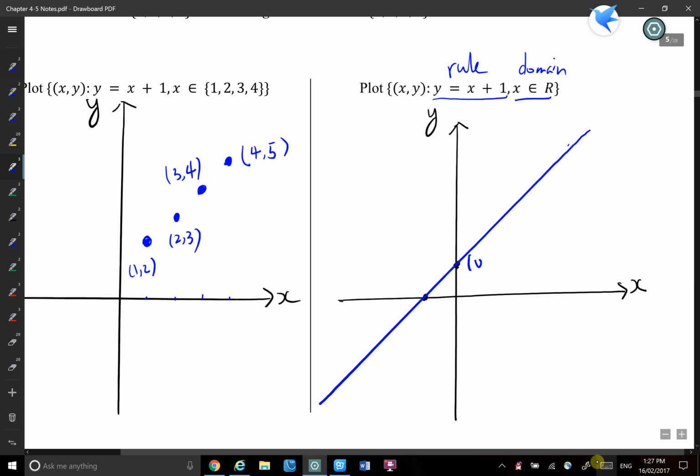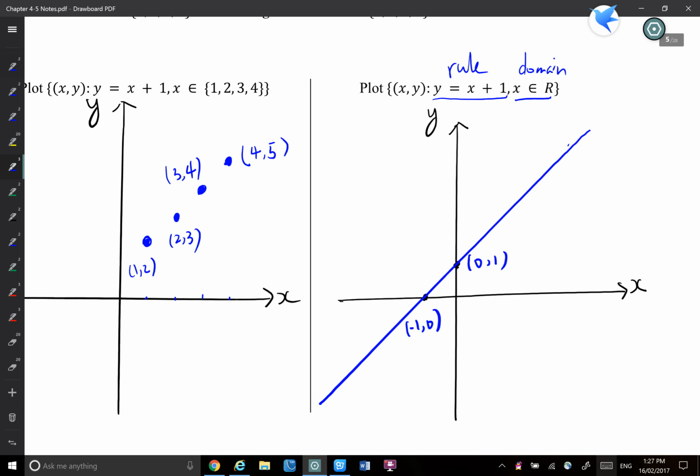Okay, so that point is (0, 1), that point is (-1, 0), because I can take all the x values. There are infinitely many points, and you collect them all together, that will be the straight line. So you can see we have exactly the same rule, y equals x plus 1. But for the first one, I only have 4 dots, and for the second one, I have a straight line. So that's the difference.